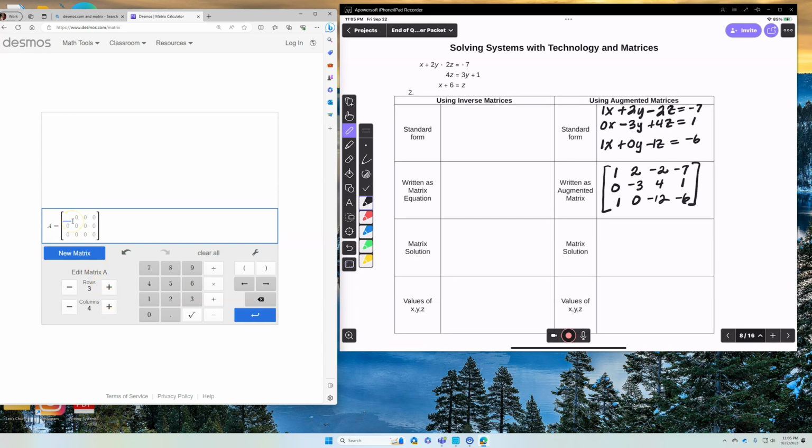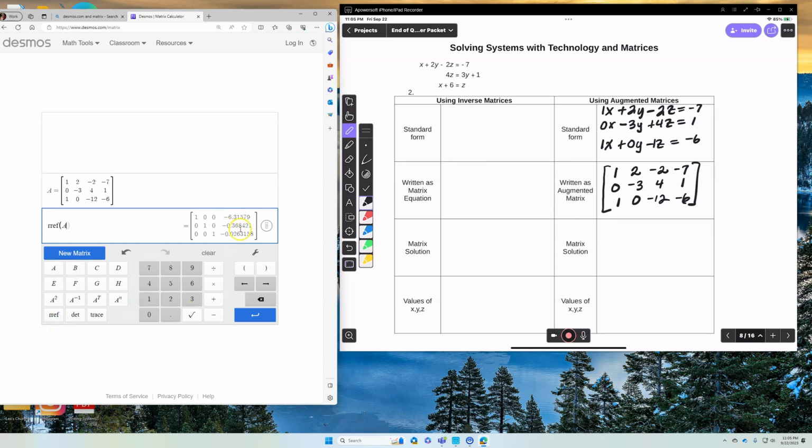Make sure that you're accurate. We are typing in the coefficients. So it's 1, 2, -2, -7. The next one is 0, -3, 4, and then 1. And of course, the last one is 1, 0, -12, -6. Now, you're going to go to the RREF, type in A.